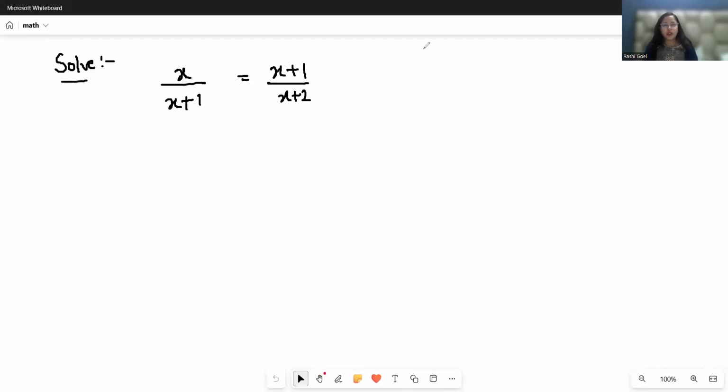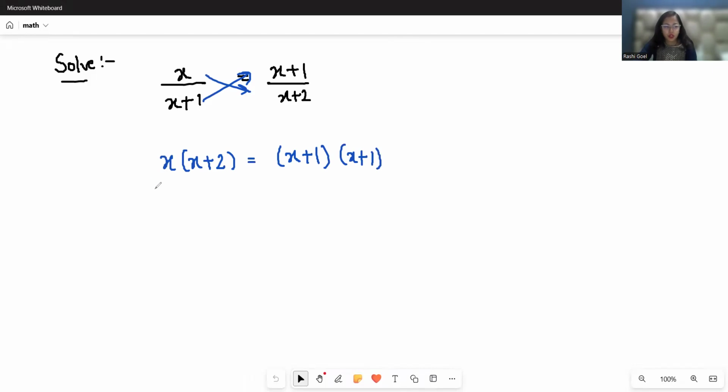Hello everyone, we are going to solve x/(x+1) = (x+1)/(x+2). So let's solve it. First I'm going to cross multiply to eliminate the denominator. So x times (x+2) is equal to (x+1) times (x+1).